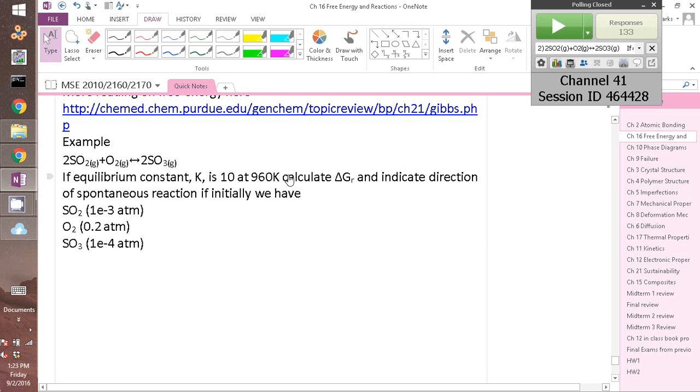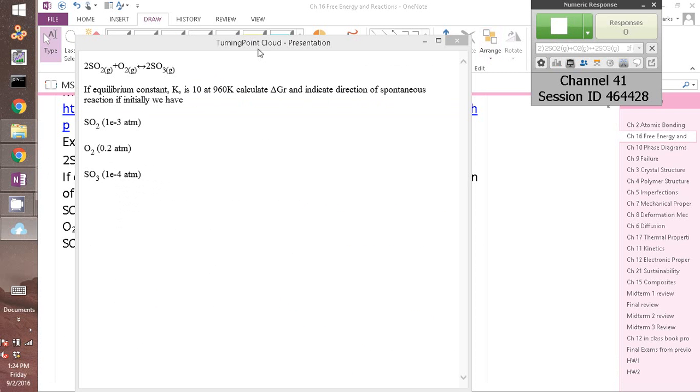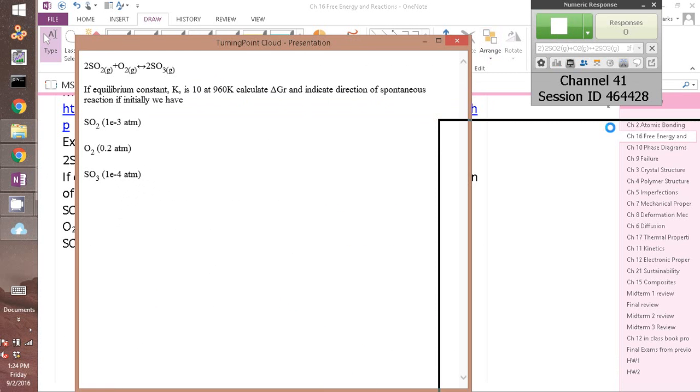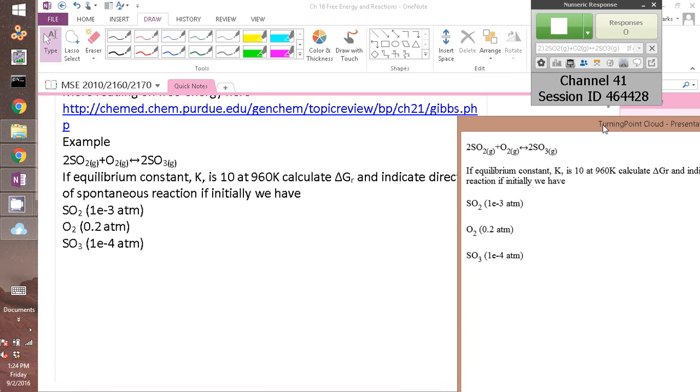So this next example we're going to do, it's the same thing on both screens you're seeing. If you take this reaction, 2 SO2, right, 2 moles of SO2 gas, and you combine it with oxygen gas, you can create 2 moles of SO3 gas, right?